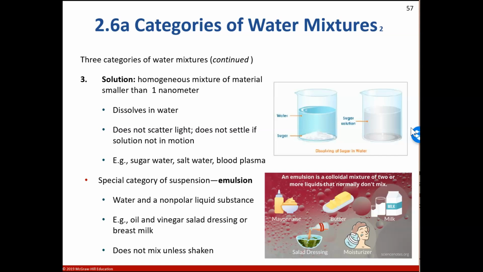And there's a special category of suspension, and this is emulsion. This is when we have water and a nonpolar liquid substance. Examples of this would be like oil and vinegar salad dressing or breast milk. And these substances are not going to mix unless it is shaken. And I have pictured for you some other examples here on the right-hand side.